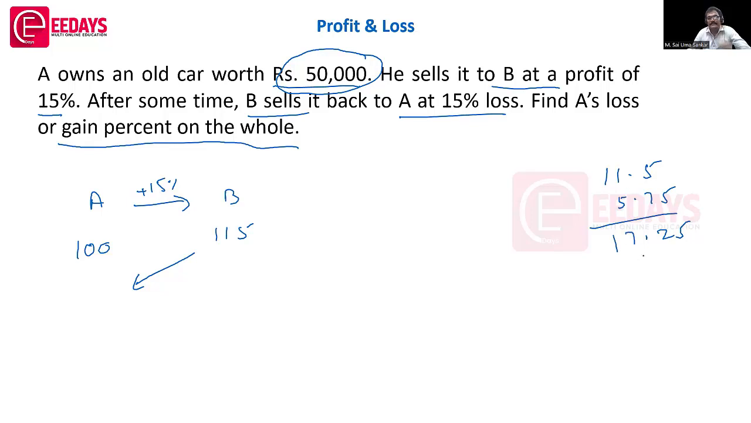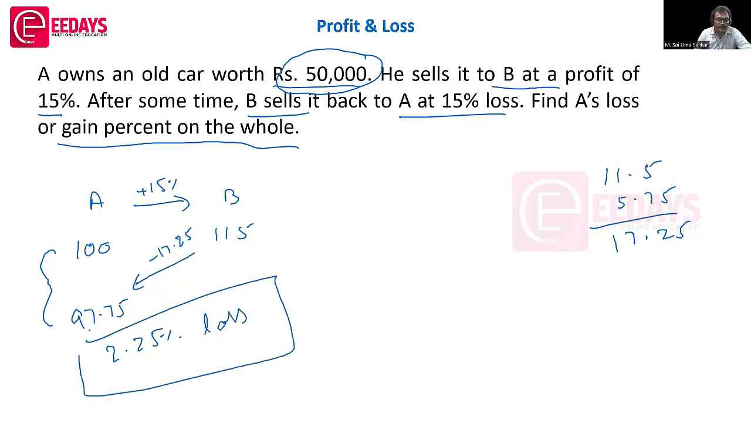5,271. 17.25 loss. Okay, this is method 1. Method 2 I am going to explain. Minus 17.25. So 115 minus 17.25 is equal to 97.75. Now in this transaction, this person gets 2.25% loss.